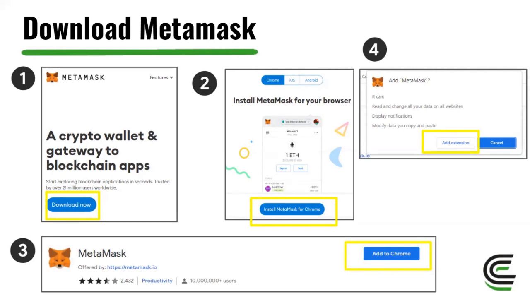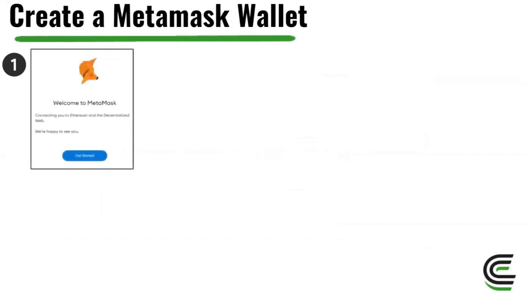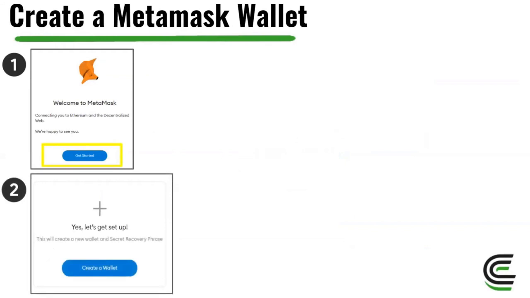So once you've done that and that's finished downloading, you will now have MetaMask downloaded. And what you need to do next is create a MetaMask wallet. So it's going to pop up, welcome to MetaMask. So if you go ahead and click get started, you're then going to be greeted with two things, right? On the right-hand side, if you are a beginner, you're going to click yes, let's get set up. And as this is a beginner's how-to video, this is the choice that most of you are going to make.